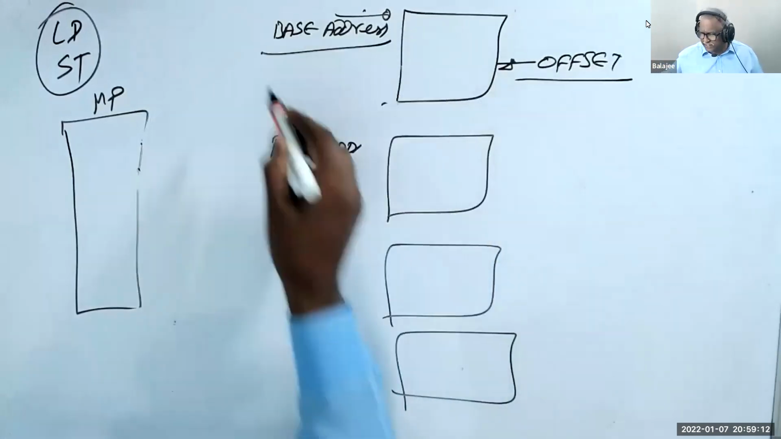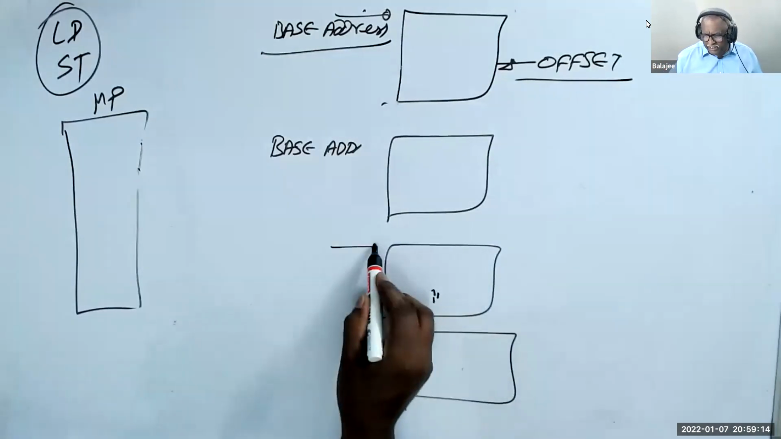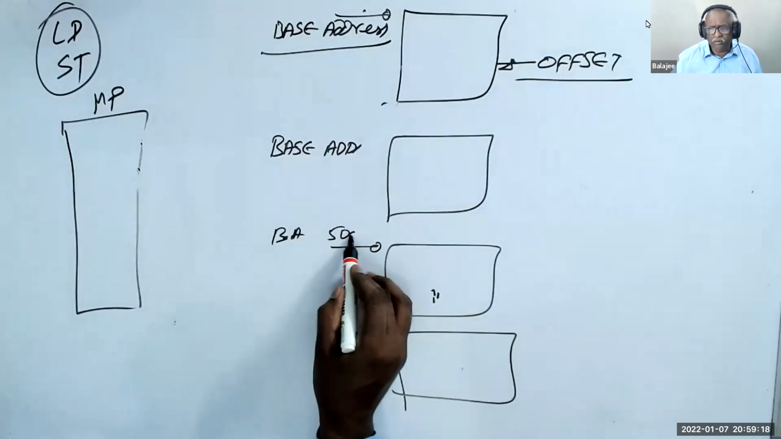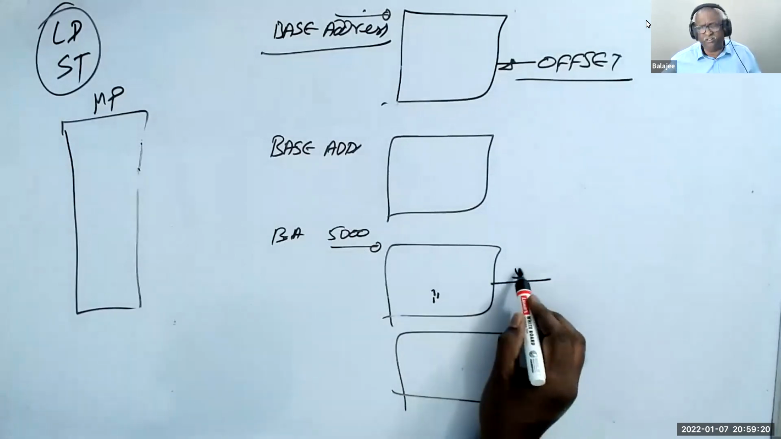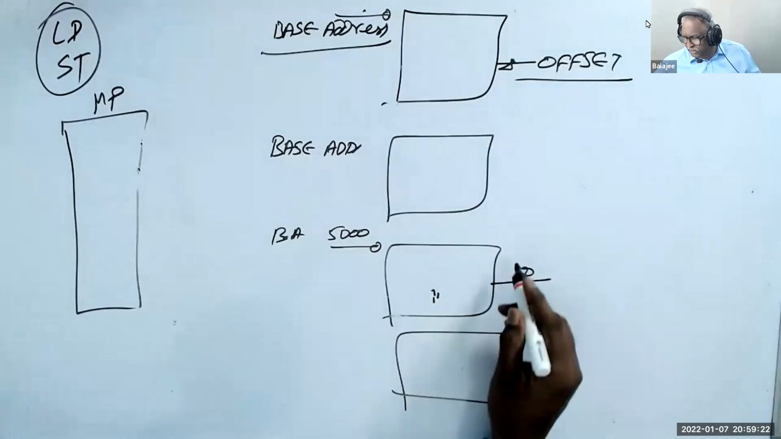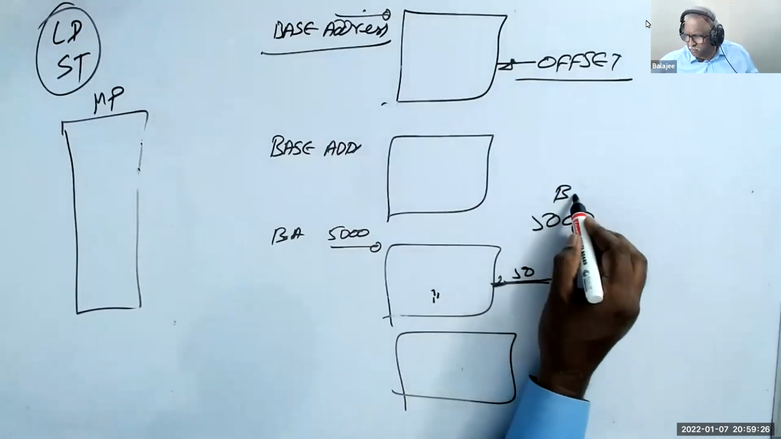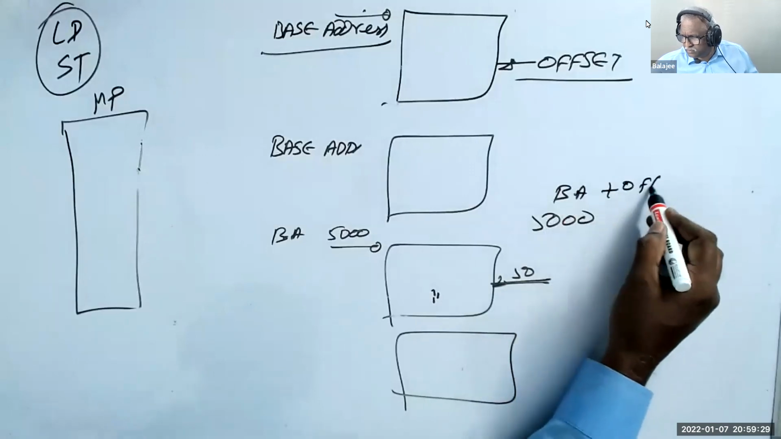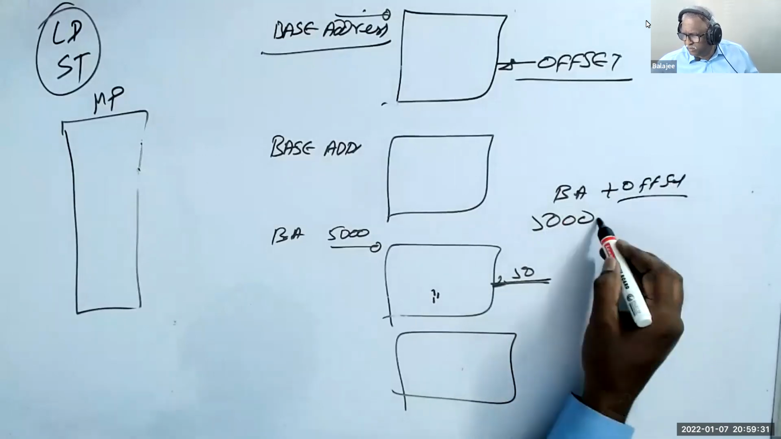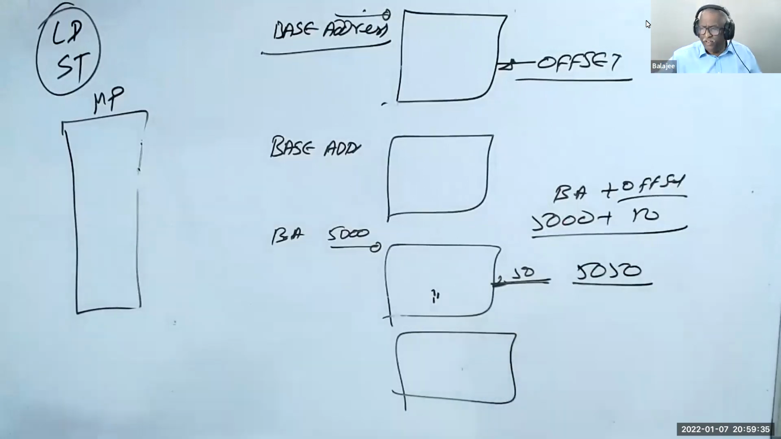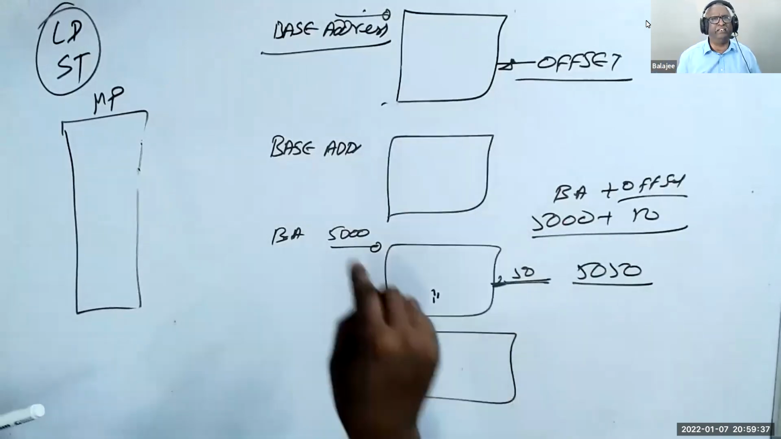So if this component's base address is 5000, and you want to access the 50th register, you have to add the 50th location. You add base address plus offset, 5000 plus 50, and you get 5050. Every component has a unique base address.